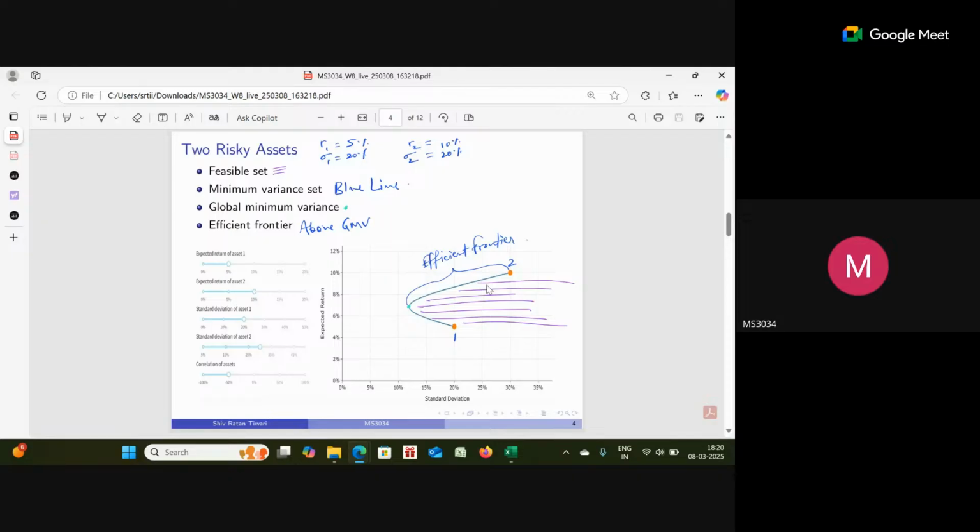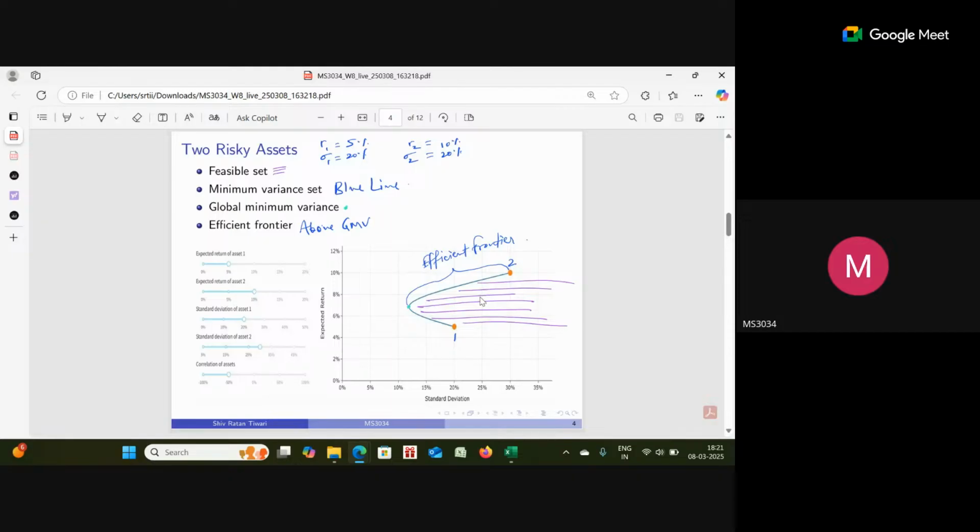As we discussed in the last live session also, any rational investor will only prefer the portfolios with the combination of least risk and high return. That's why the leftmost boundary, which is denoted by this blue line, holds the only possible portfolios which any rational investor would be interested in.